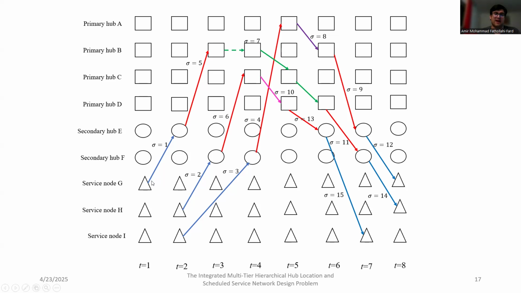So this is an example where it shows the status of each hub in a time and space graph, where these hubs are mapped by the time periods, and these arcs also show the services in the time and space graph.